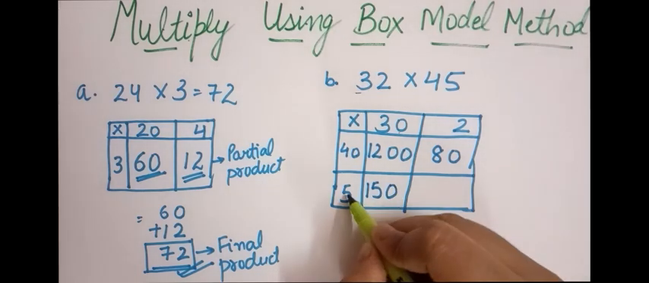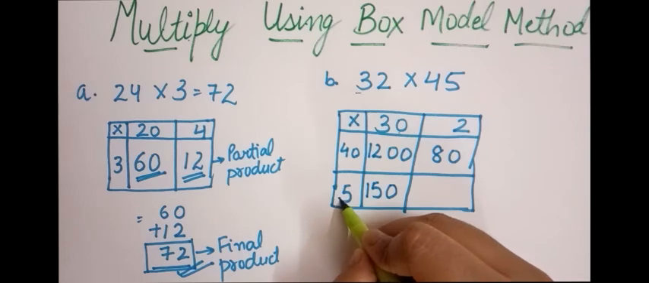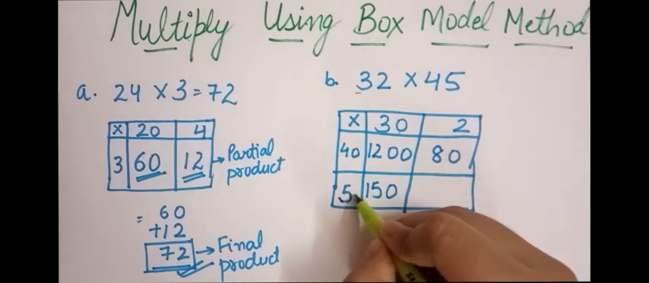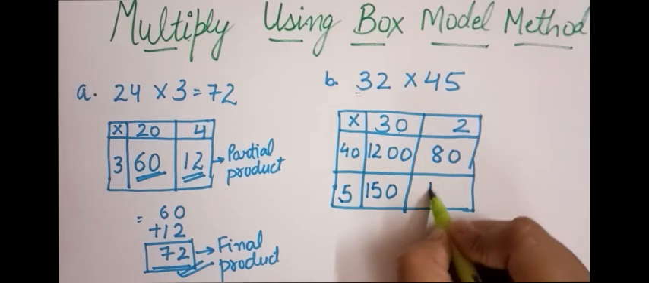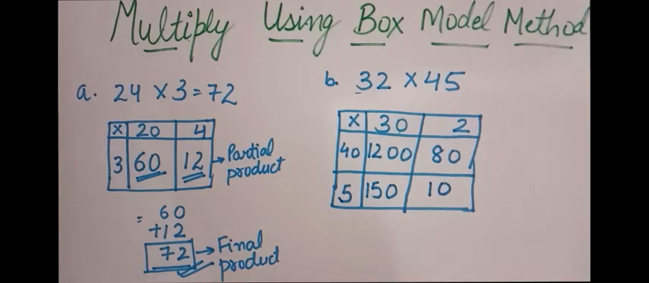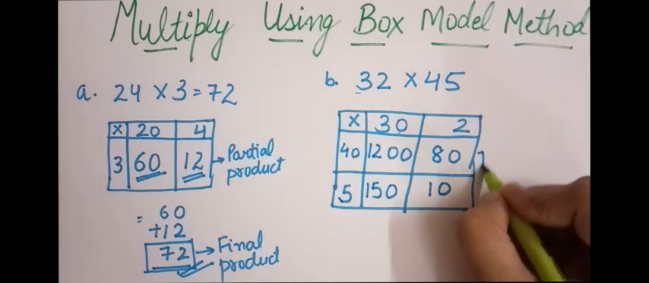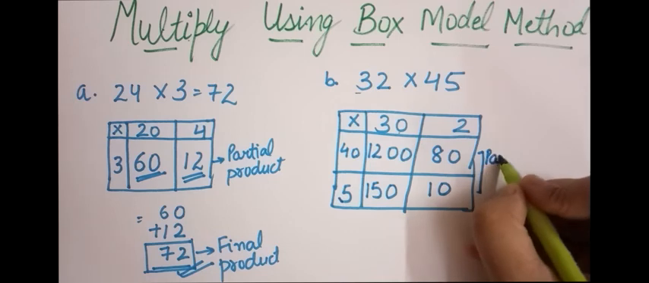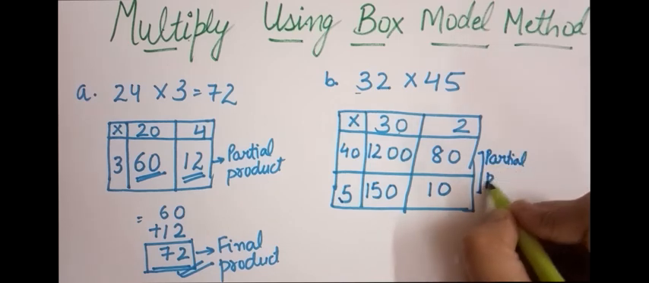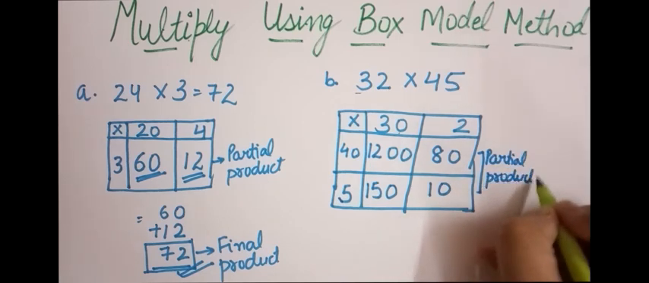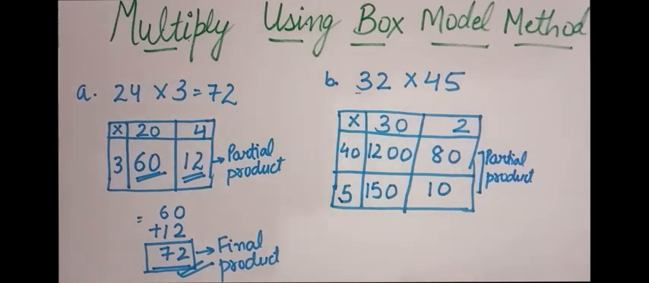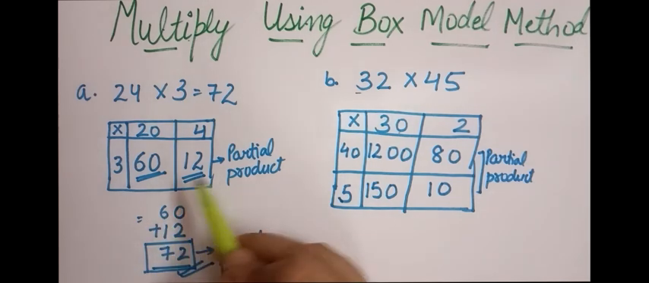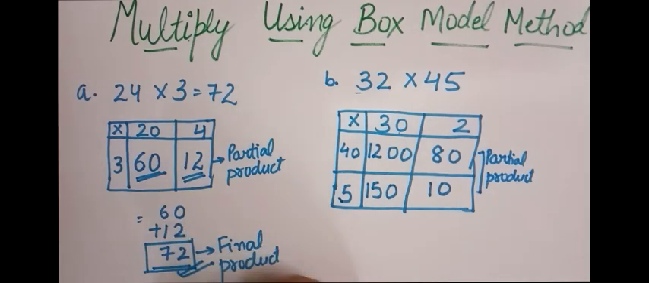Now coming to the other one, this 5 and this 2. 5 2s are 10. This 10 I have written here. So again we have got the partial products. This is a partial product, not the final one. So now how can we find the final product? Just like we have done before, we add all the partial products to find the final product.